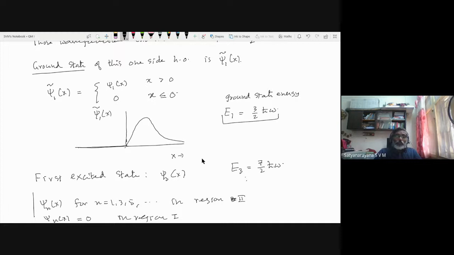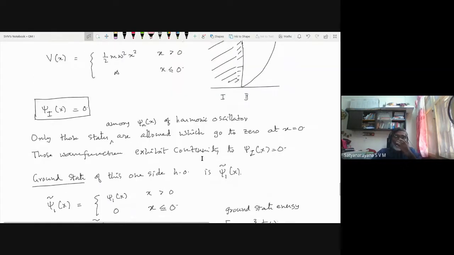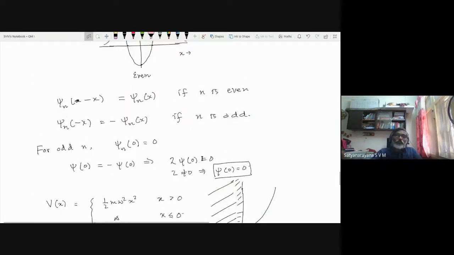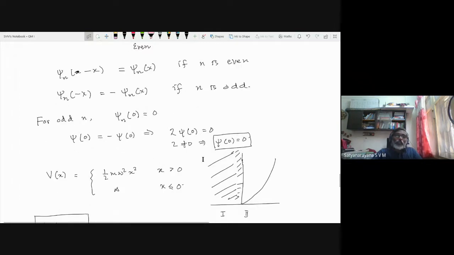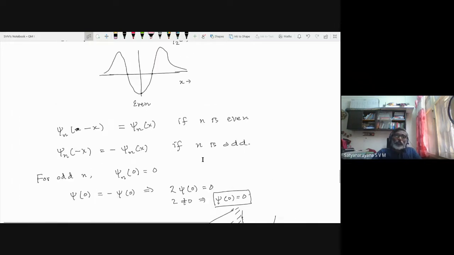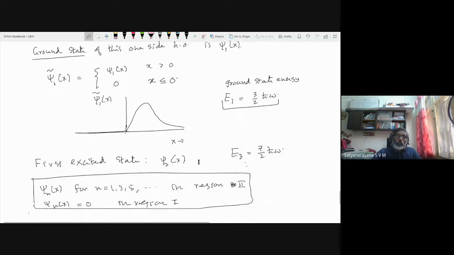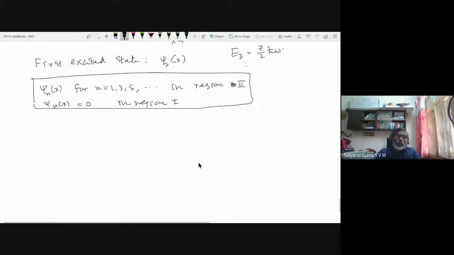So this is how you can get answers without solving the problem again, by looking at the boundary conditions. What is the change between that problem and this problem? It's only the boundary conditions. Recall that for V of x equal to half m omega square x square, the boundary condition is that psi of x goes to 0 as x goes to plus or minus infinity.